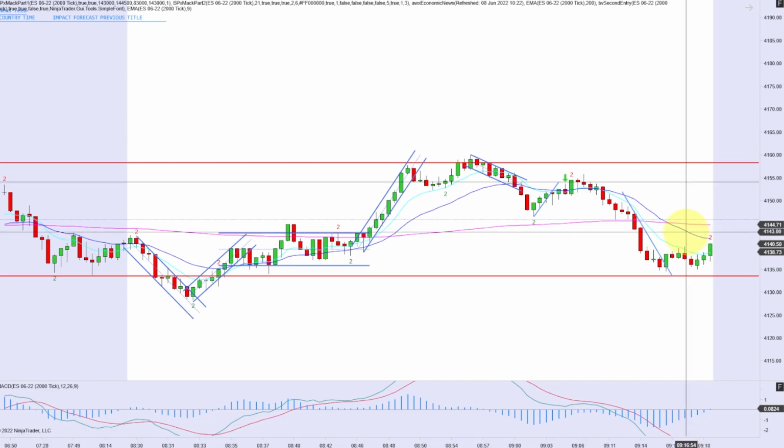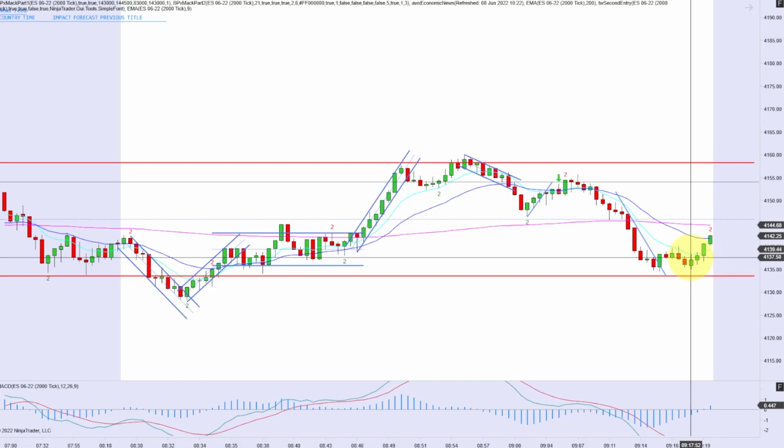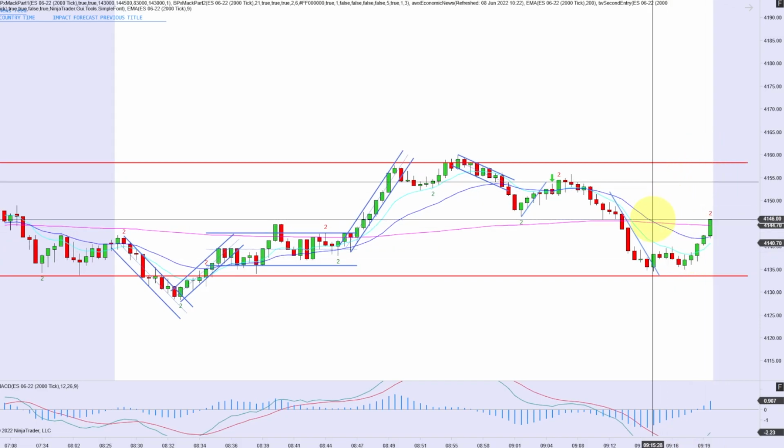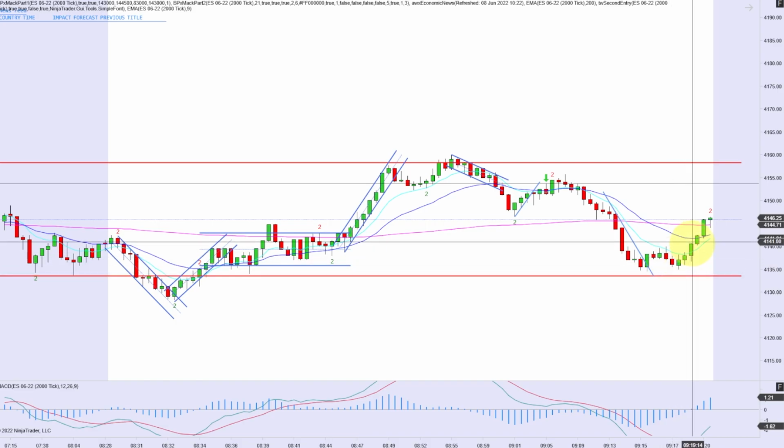We want to see how prices are going to react to the 21 EMA. MACD is beginning to cross over. We could continue to see prices push back to the opposite end of this trading range. Now we do have a new low here as prices come up for our first entry short. Prices continue to come up.